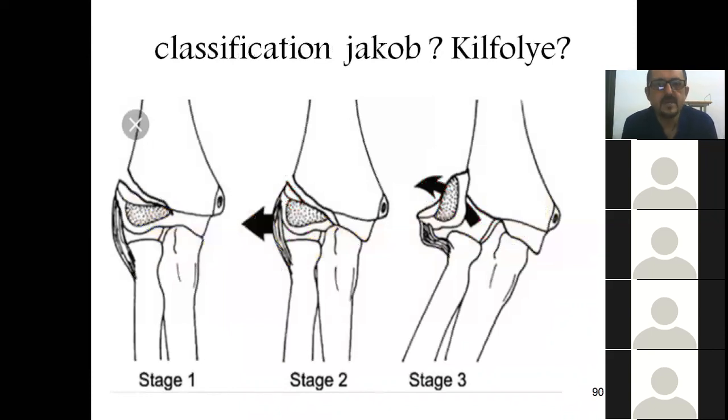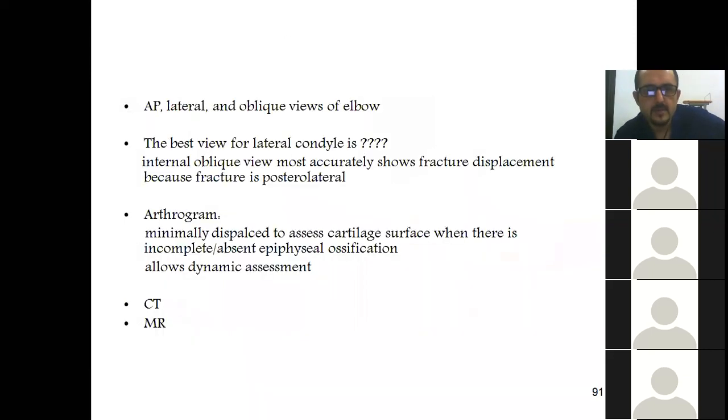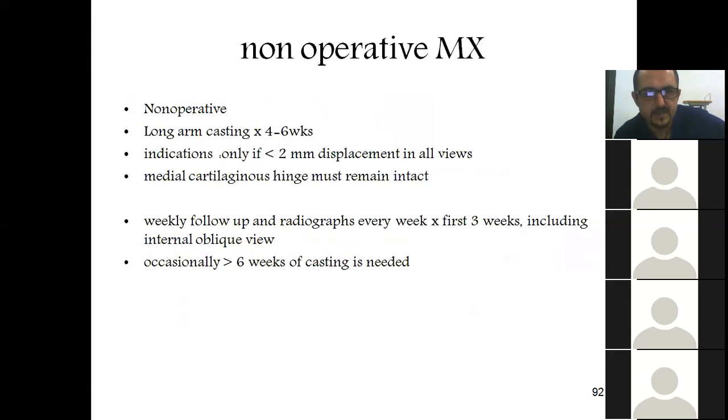There is another classification called the Jakob classification, I don't remember exactly the name. Type 1 is undisplaced, type 2 has a periosteal hinge, and type 3 is a displaced fracture. For this also you do AP, lateral and oblique views, and the best view for the lateral epicondyle is the internal oblique view, same as the medial epicondyle. You can also do arthrogram, CT or MR studies if needed, but rarely indicated.